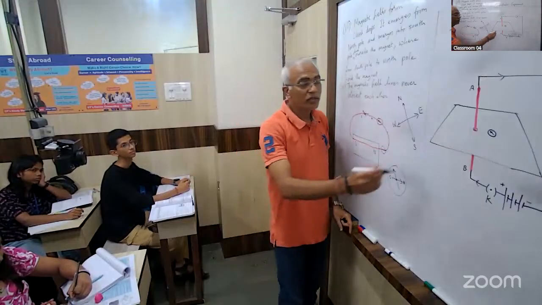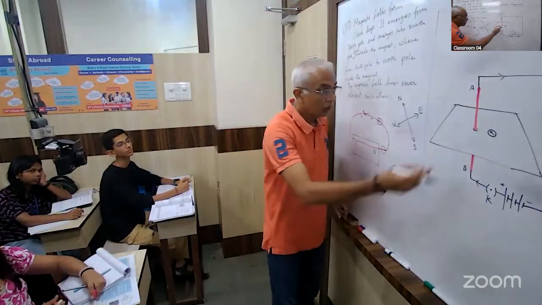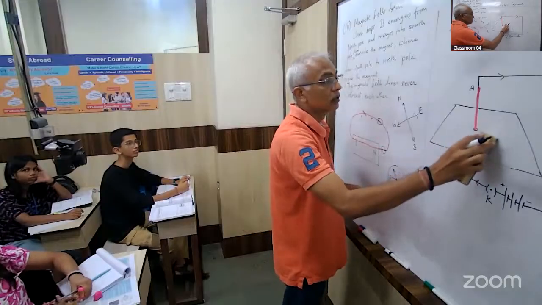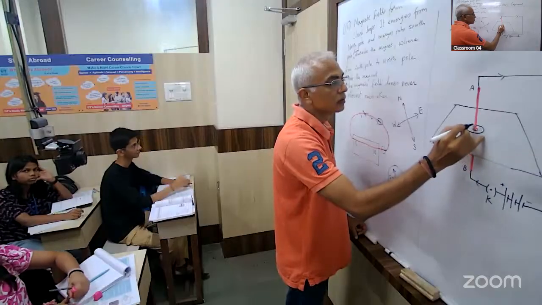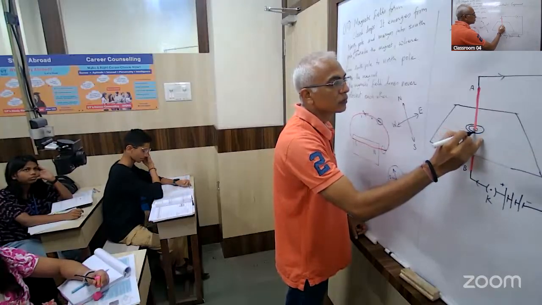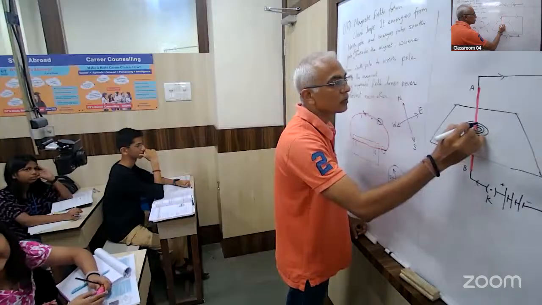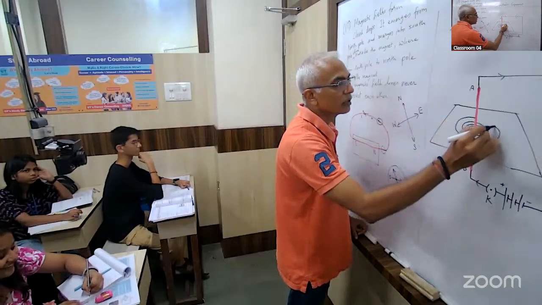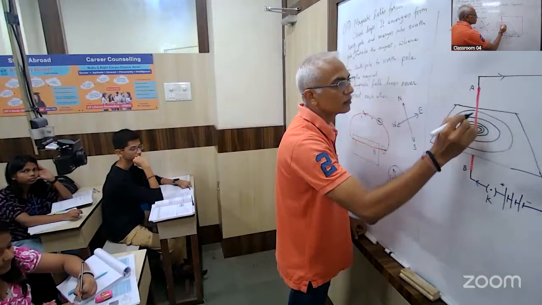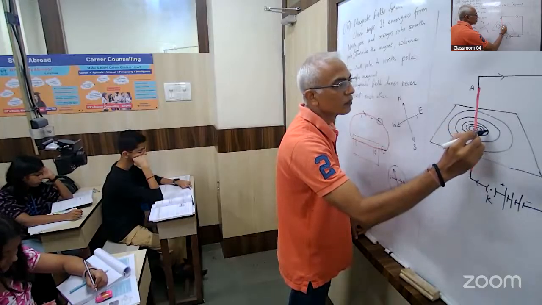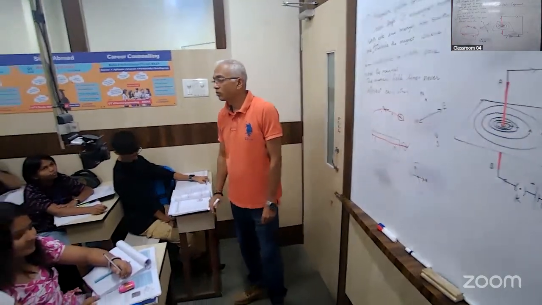Not only does it show deflection, when I keep the magnetic compass at different points and join the dots, I get a magnetic field like this. I get these magnetic field lines. And as I go away from the wire, the distance between the magnetic field lines increases. Experimentally, I get this. So what does it tell me?